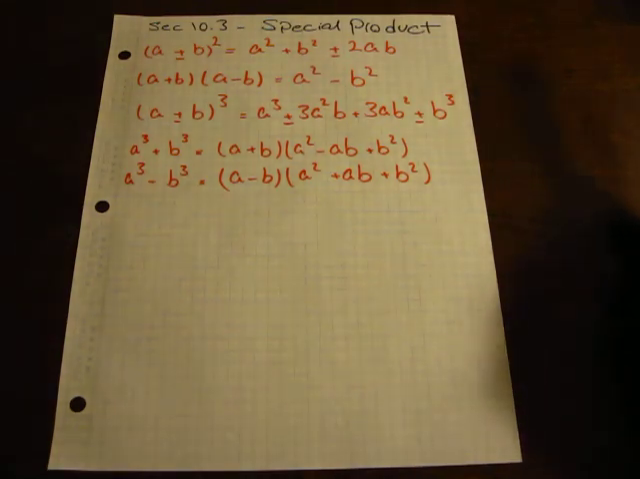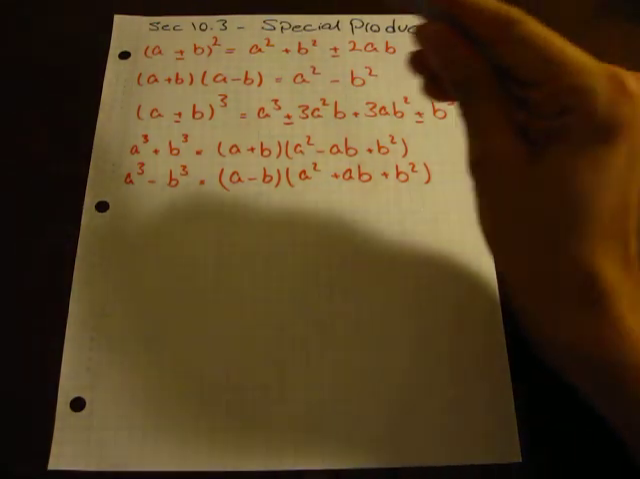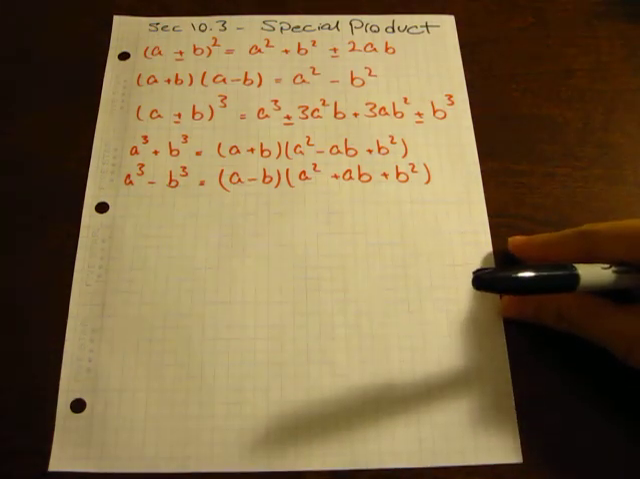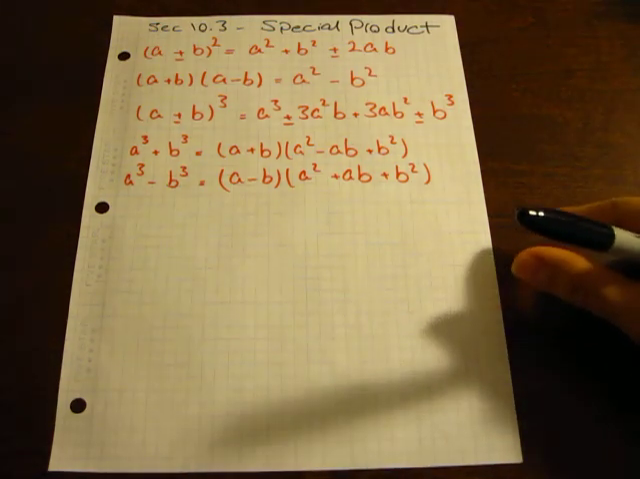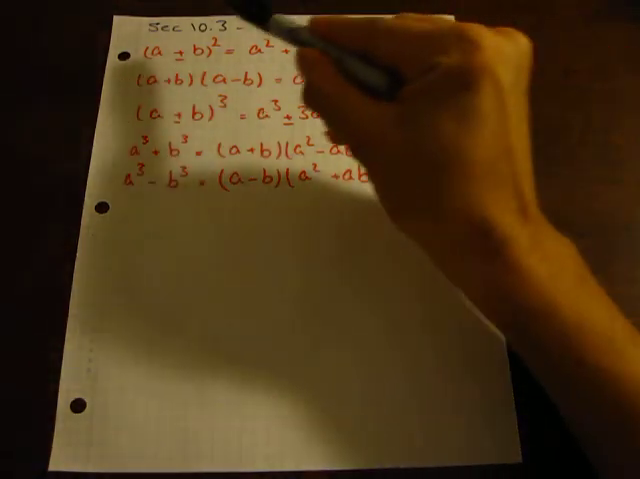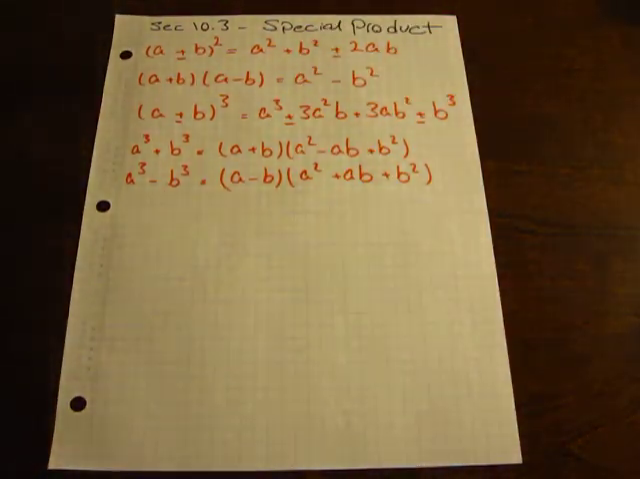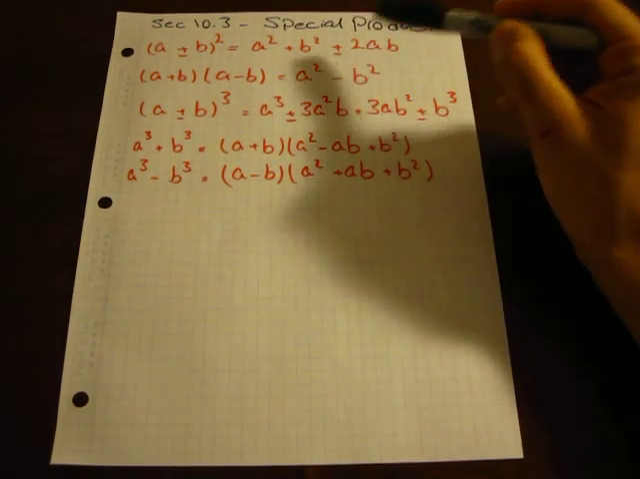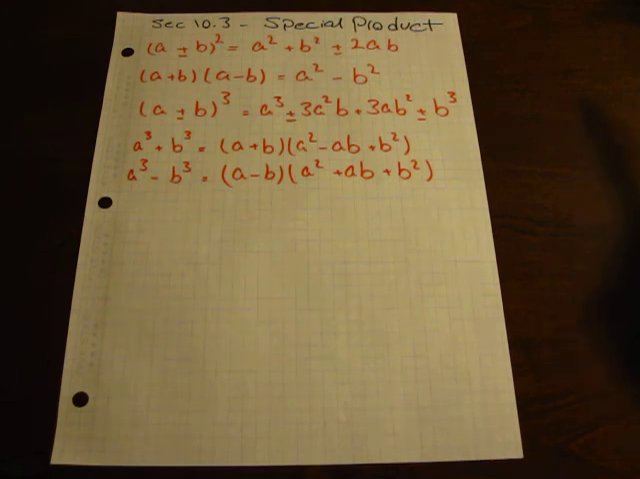The first one, which I'm going to go over, is (a + b) to the power of 2. It's going to be equal to a squared plus b squared plus 2ab. So if we change the sign from positive to negative, the only change is the negative sign over here. So it's going to be a squared plus b squared minus 2ab.